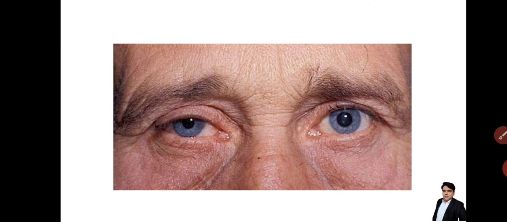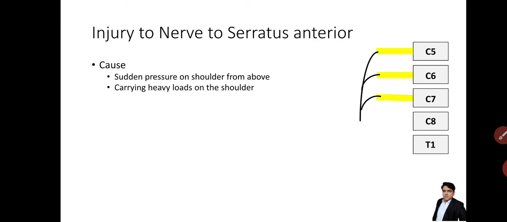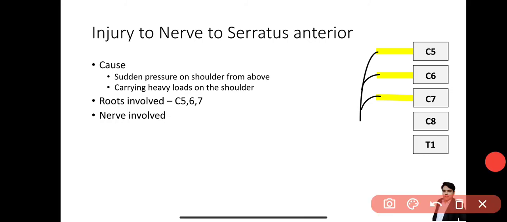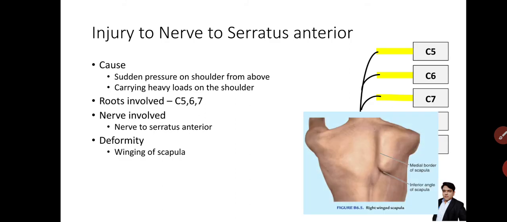ciliospinal reflex. Now injury to the nerve to serratus anterior, caused by sudden pressure on the shoulder from above or carrying heavy loads on the shoulder. Nerve roots involved are C5, C6, C7, and the nerve involved is the nerve to serratus anterior. Deformity is winging of the scapula. So this is the diagram showing undue prominence of the medial border and inferior angle of the scapula. So this is winging of the scapula.